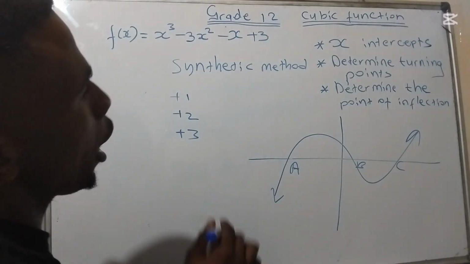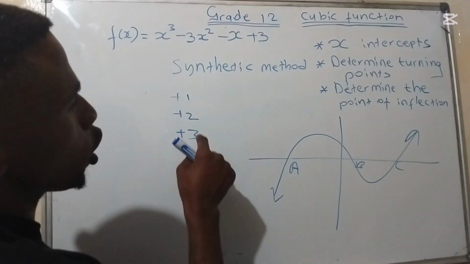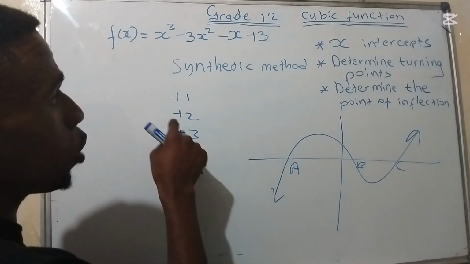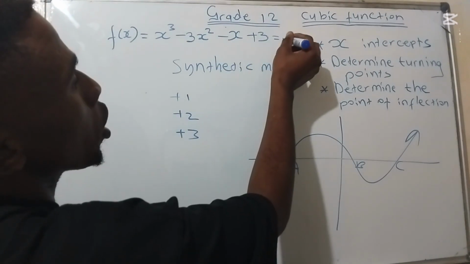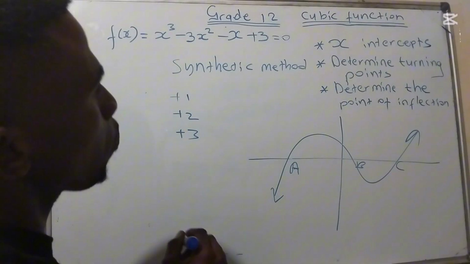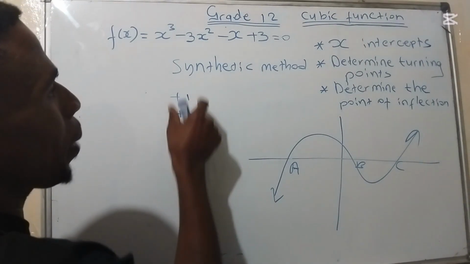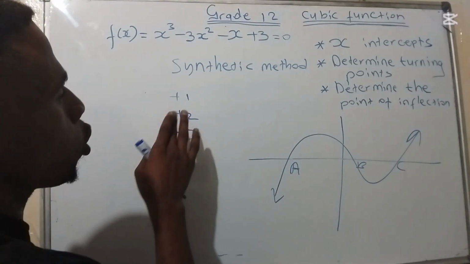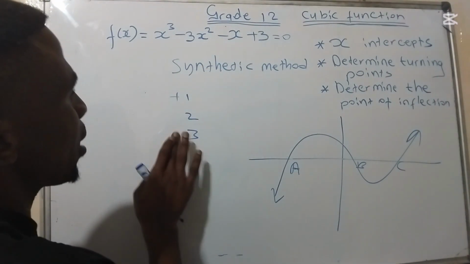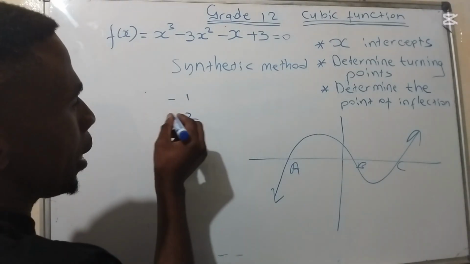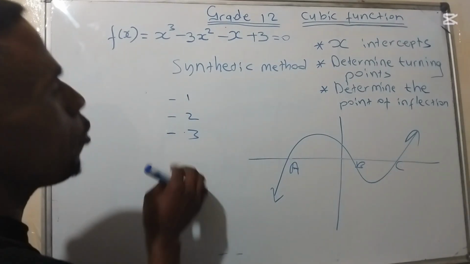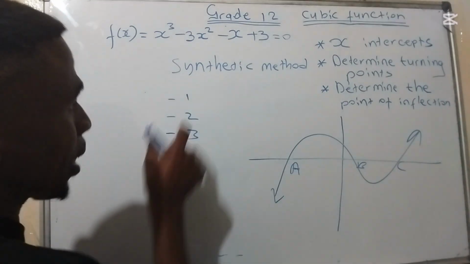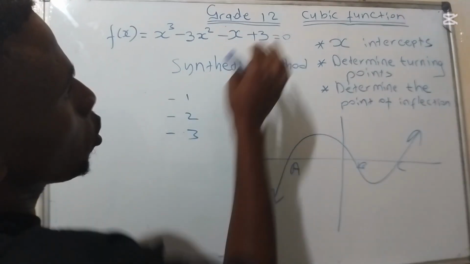If you plug positive 1, or positive 2, or positive 3 into this equation, one of them will give you 0. If they don't give you 0 on any cubic function, it means you just need to use the negatives. You just need to use negative 1, negative 2, or negative 3. One of them will give you 0.